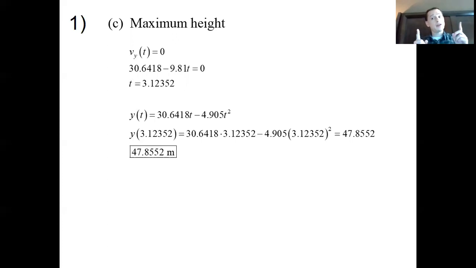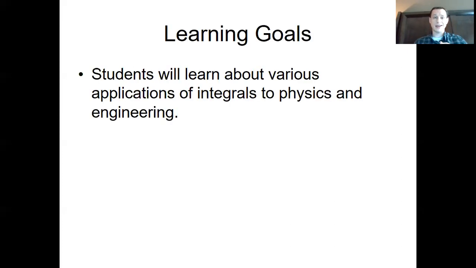Now, I don't care what time it hits the maximum height, I care what the maximum height is. But now that I know when it gets to that top, all I've got to do is plug it into my y equation, which spits out the y coordinate for where it is at that time, which would be the maximum height, turning out to be about 47.852-ish meters. So there's that answer for that. And that's all there is for your warm-up today.